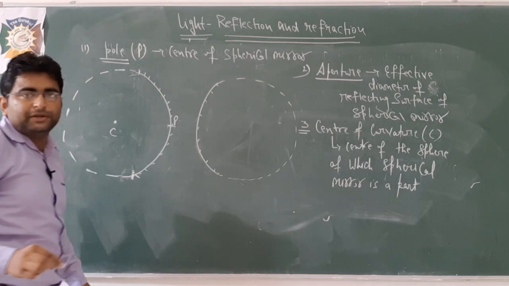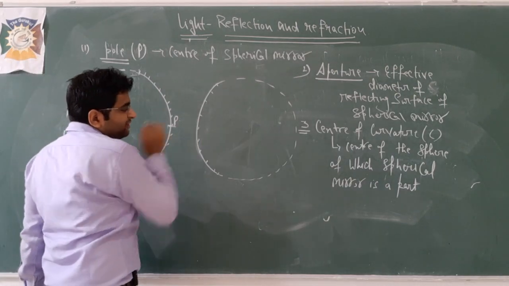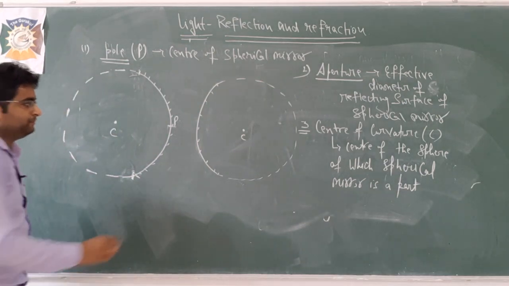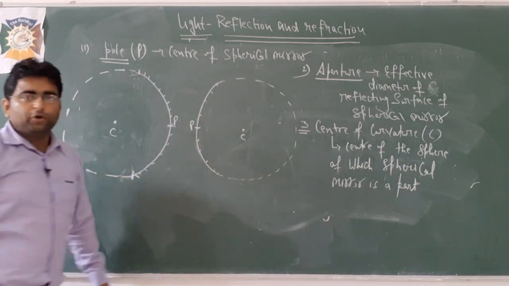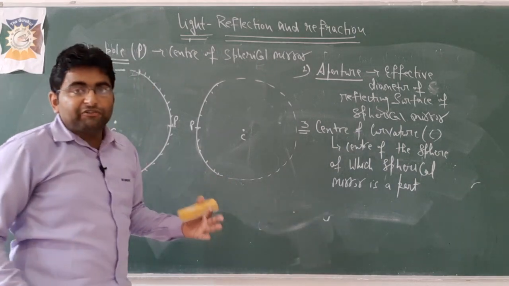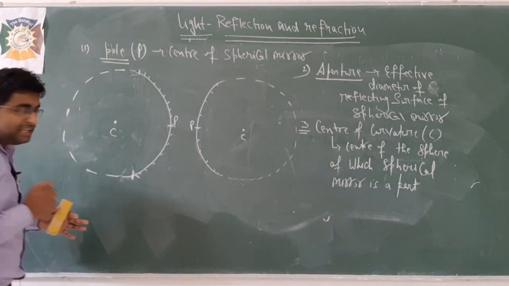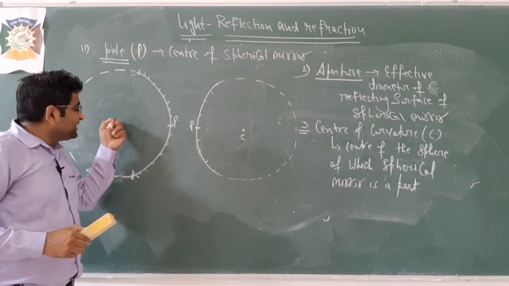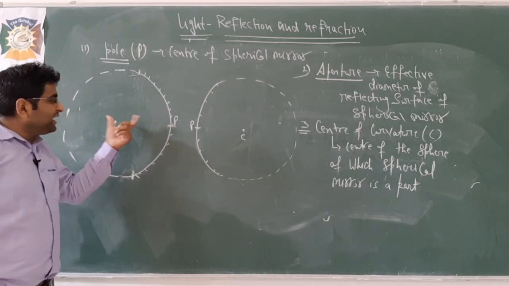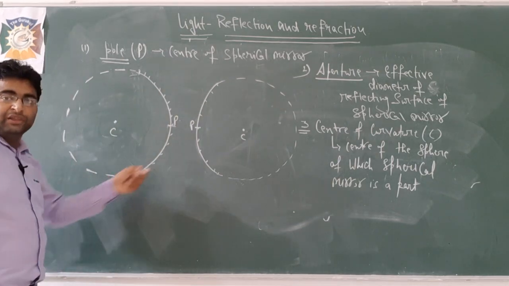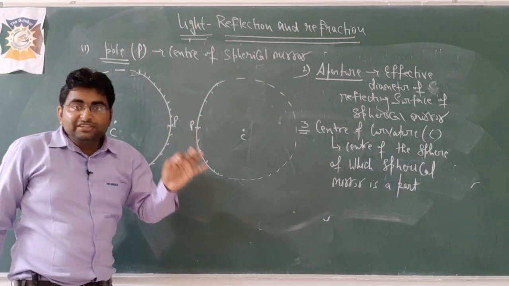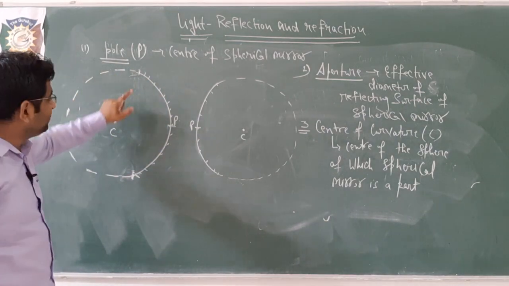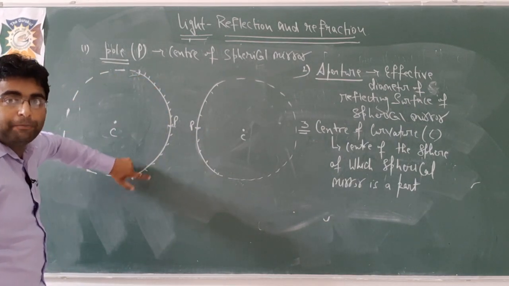But this is the sphere I have formed with the help of convex mirror. The center of this sphere is known as center of curvature. Clear? Okay, now, beta. Fourth definition, I have radius of curvature. So, beta, radius ka meaning kya hai? P to C distance. So, beta, ye center hai sphere ka. P se C tak kya karega? Radius karega is sphere ka. So, radius of curvature is the radius of the sphere of which given spherical mirror is a part.